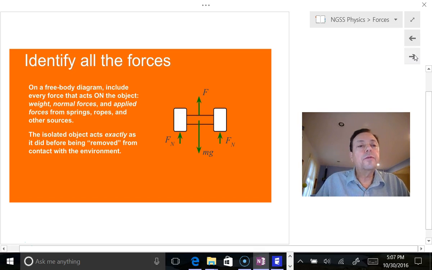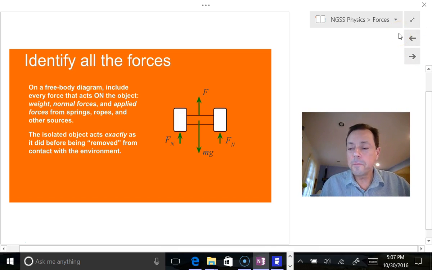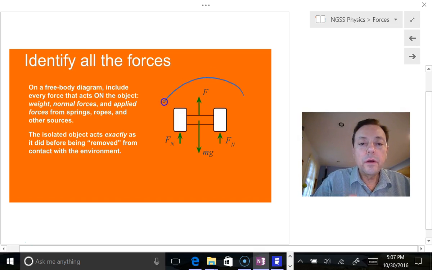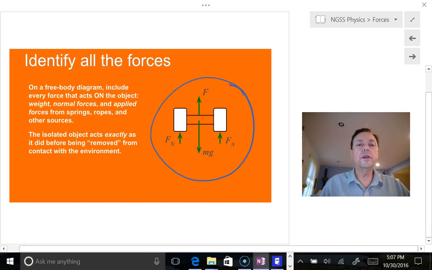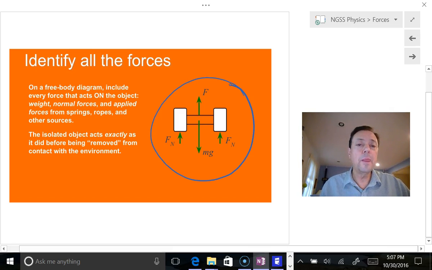On a free body diagram, include every force that acts on the object: weight, normal forces, and applied forces from springs, ropes, and other sources. The isolated object acts exactly as it did before, being removed from contact with the environment. In other words, what we've done is we've isolated, in this case it's a dumbbell, from its environment, and every contact it has with its environment, whether it's the field force of the weight or this mysterious applied force.